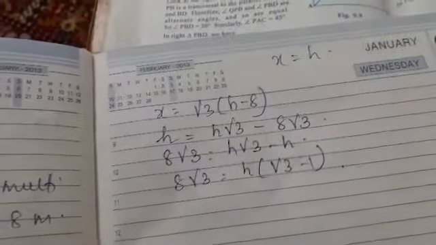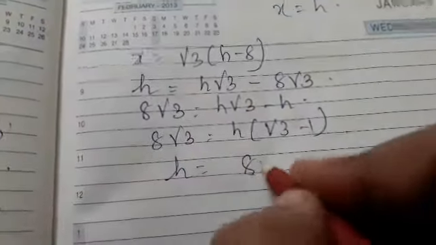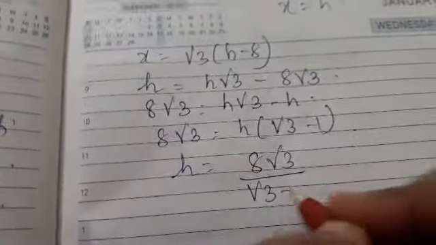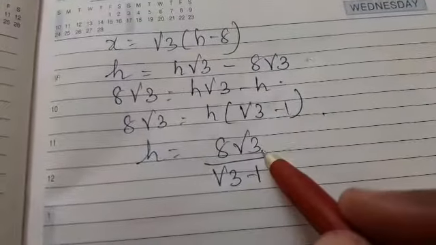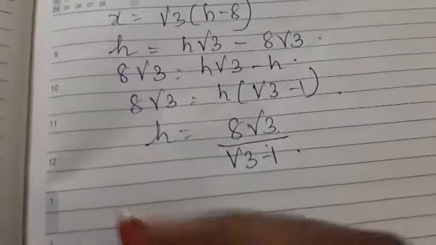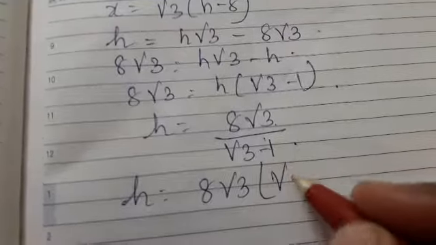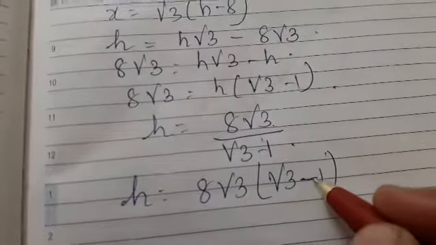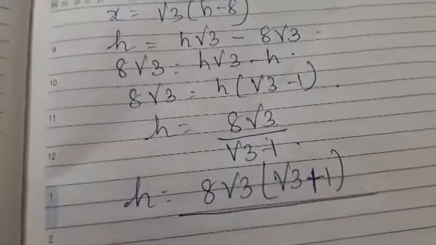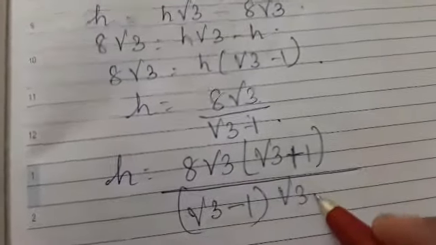And similarly we will bring root 3 minus 1 down, so I will get h is equal to 8 root 3 upon root 3 minus 1. Now if we have to find the answer in decimals, we will put the value of root 3. We can rationalize also, and h is equal to 8 root 3 upon root 3 minus 1. Here I get root 3 plus 1, because I am rationalizing. Here I will get root 3 minus 1 and root 3 plus 1.